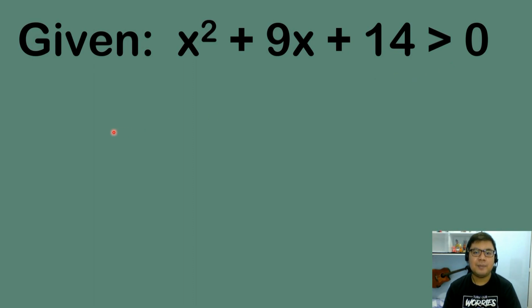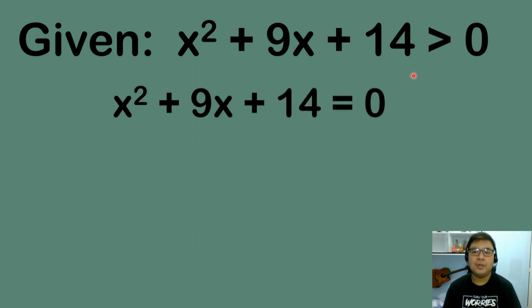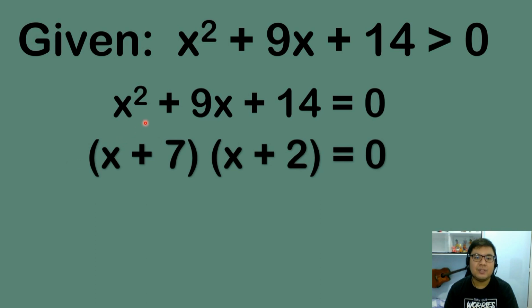So our first step is we need to equate this to 0. So alisin muna natin yung greater than symbol, papalitan muna natin ng equal sign. Then we will solve this using factoring method or any methods to solve quadratic equations. But I'll be solving this using the factoring method para mabilis lang. So ang factors niya is the quantity x plus 7 times the quantity x plus 2.